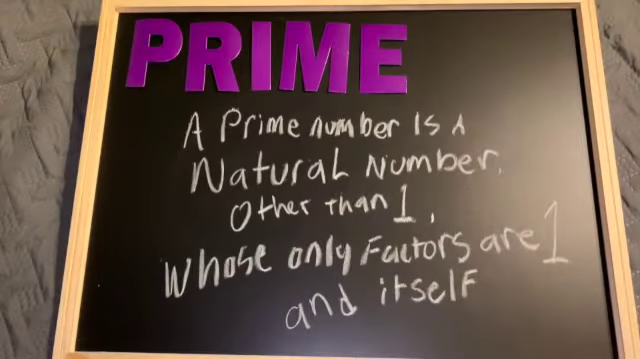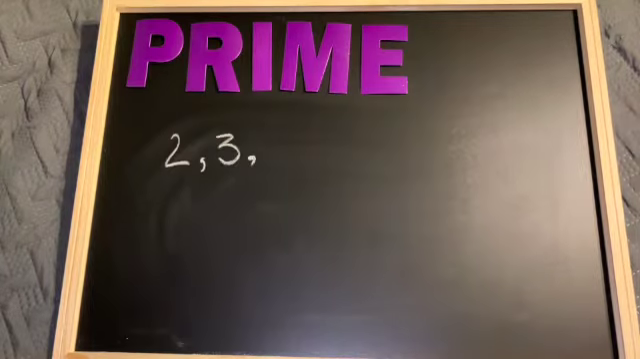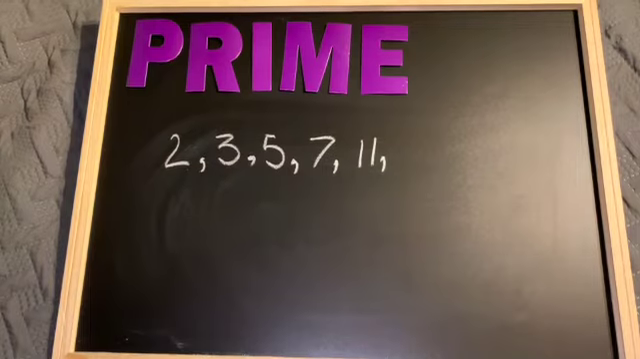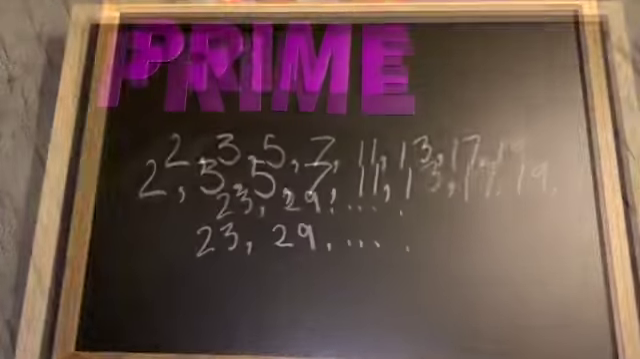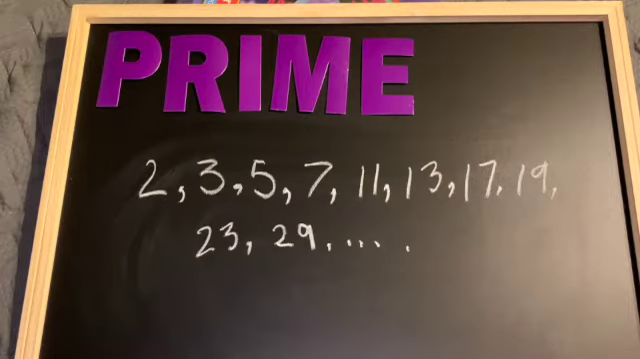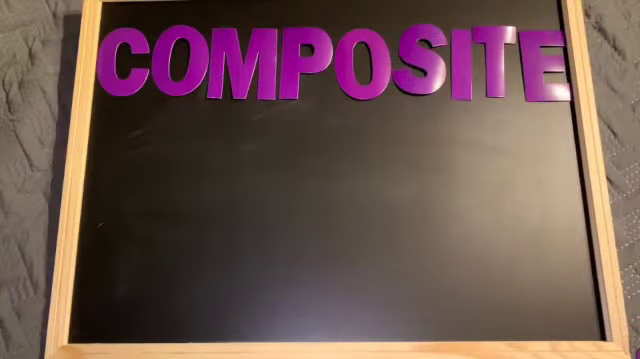A prime number is a natural number other than 1 whose only factors are 1 and itself. The first few prime numbers are 2, 3, 5, 7, 11, 13, 17, 19, 23, 29, and the list goes on and on. It's a good idea to memorize this list, at least this far. It'll help you in the long run.